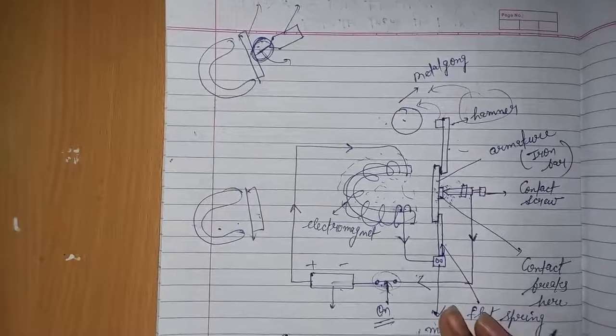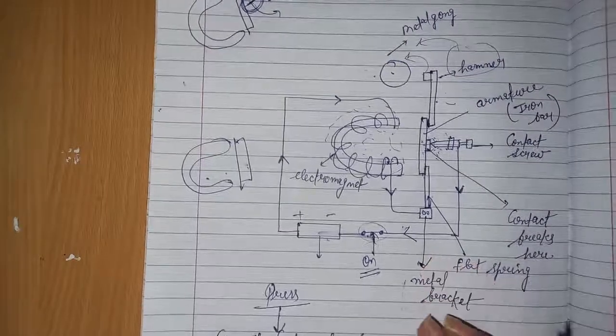So this is the working of the electric bell, and here this chapter is finished.